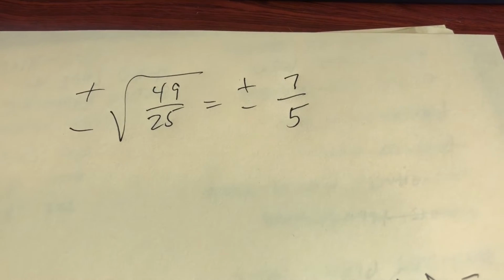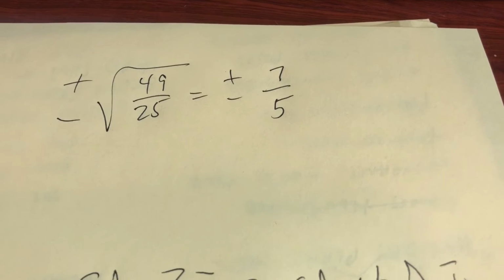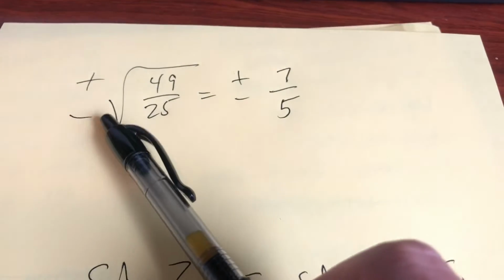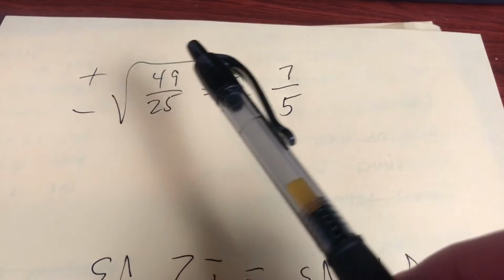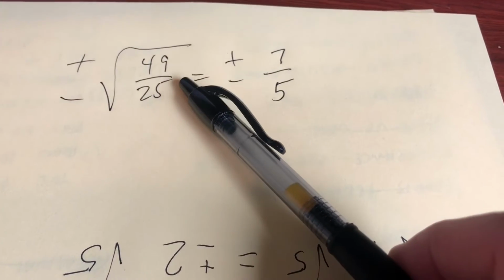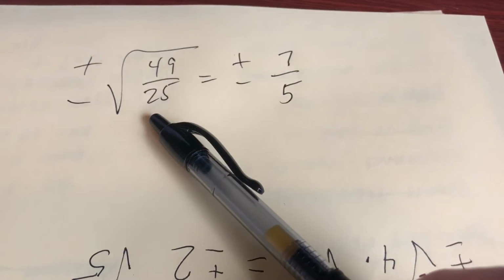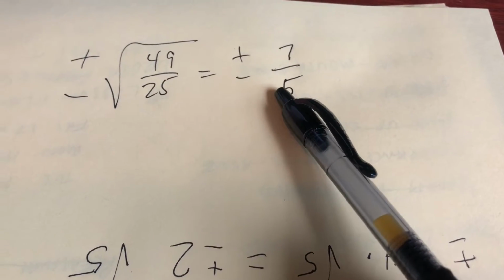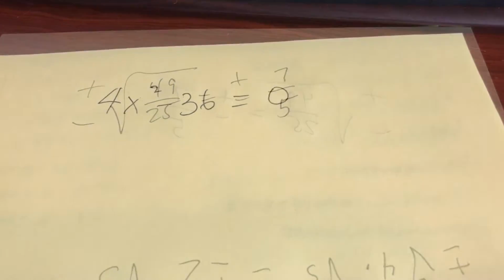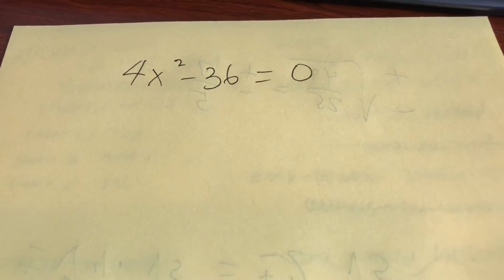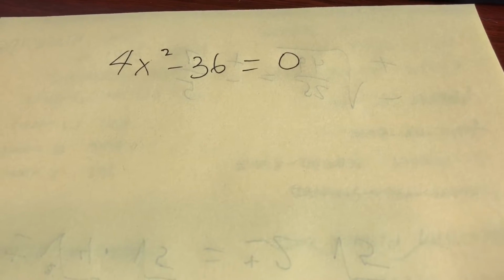Now this case is a little different. We're taking the square root of a fraction, and again we see the plus or minus square root. Both of these are perfect squares, so the square root of 49 is 7, and the square root of 25 is 5. So plus or minus 7/5. So let's use this newfound knowledge to solve an equation that looks like this.